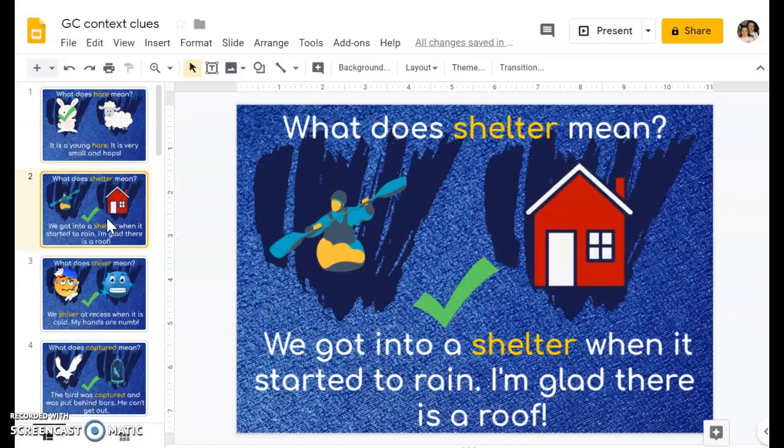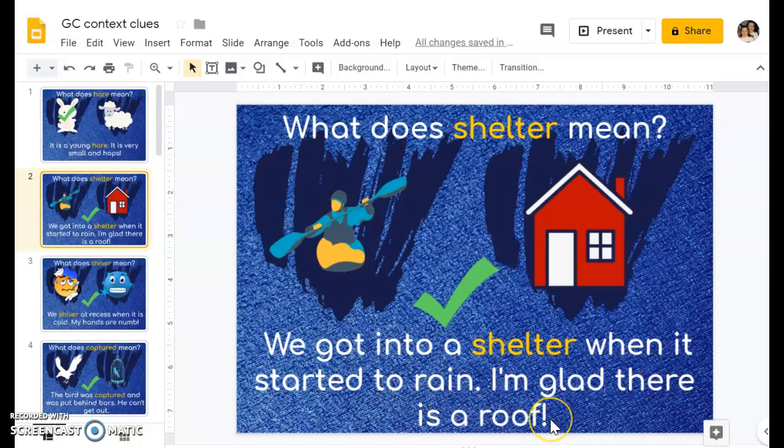Let's do one more. Okay, your question at the top says, what does shelter mean? Okay, our vocabulary word is shelter. We're trying to figure out what that means. Remember, we're going to use our context clues, our clues down here at the bottom in the sentences to figure out what this word means. Let's read it. We got into a shelter when it started to rain. I'm glad there is a roof.